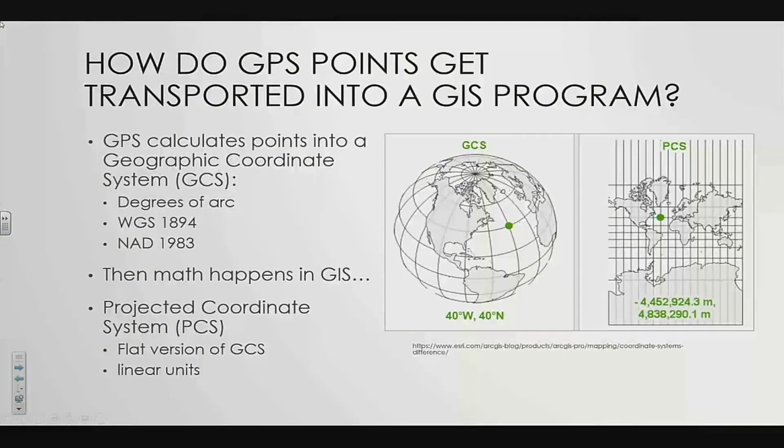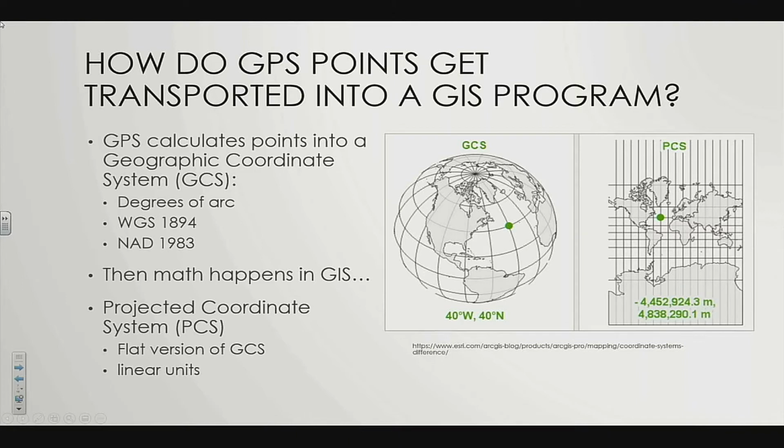These are two very common geographic coordinate systems. NAD stands for North American Datum. This can only really be used for North America for super strict purposes. This one is for the world geodetic system, so you can use that for the world.